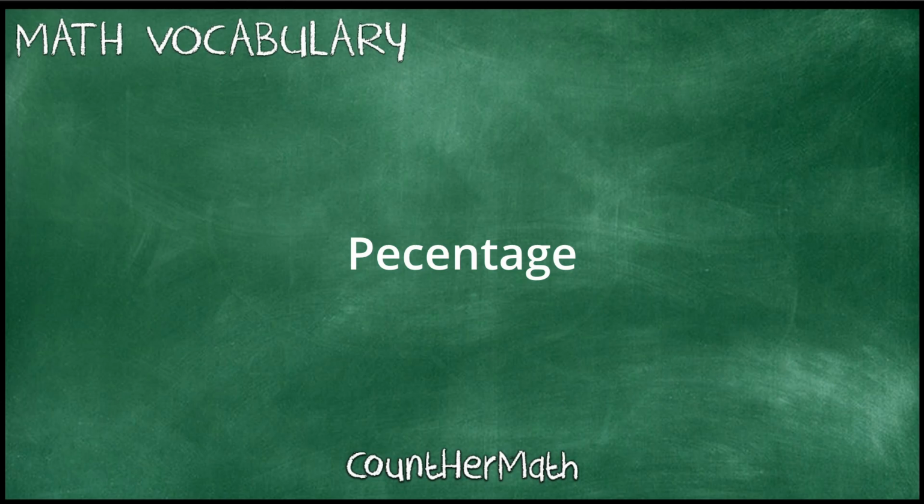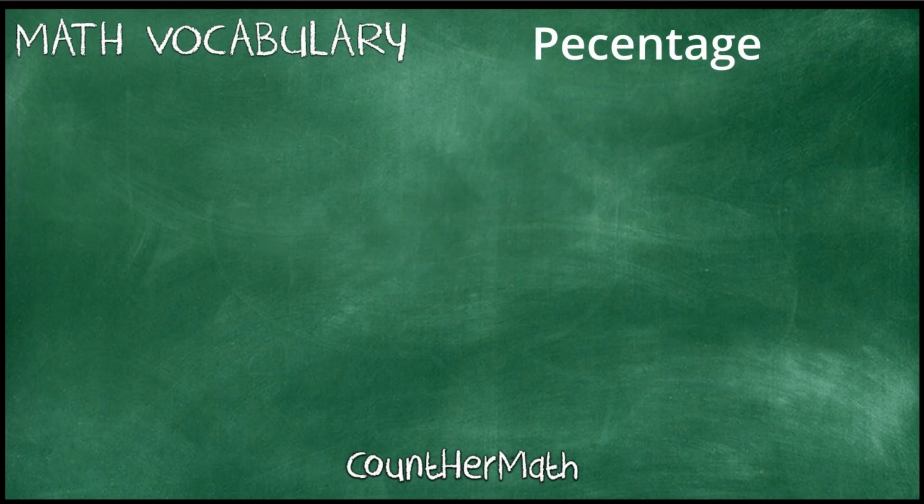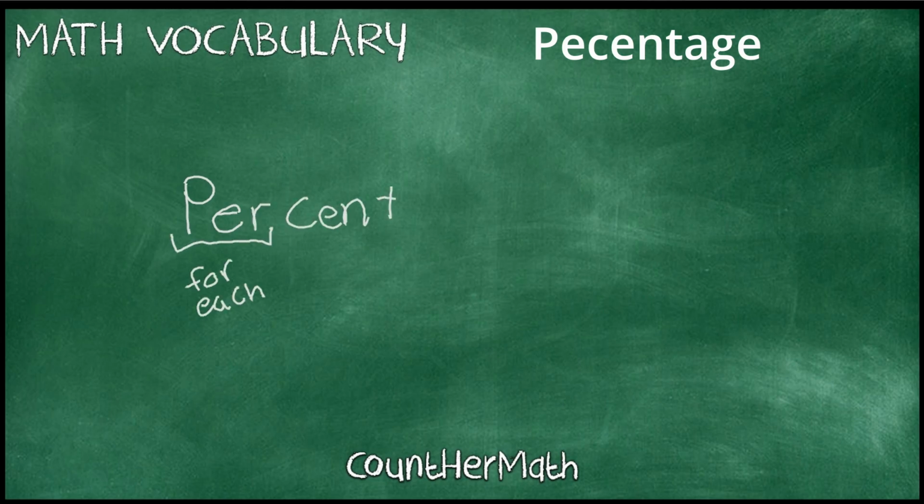Finally, we are at percentages. I didn't have time to mention this in the short, but the very word percent tells you the meaning. Per means for each, and cent means 100, such as a centipede with 100 legs or 100 cents in $1. So percent means per each 100.